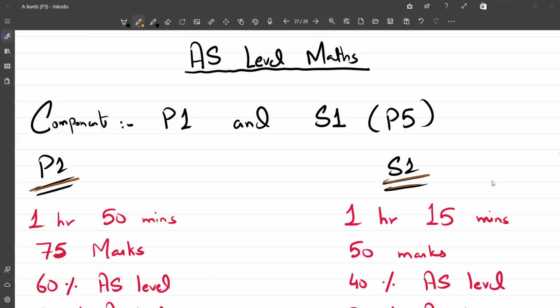So in this video, we'll be discussing the AS level maths components, that is P1, the compulsory component, and S1, that is the probability and stats component, also called P5, right? The syllabus code of A level maths is 9709.